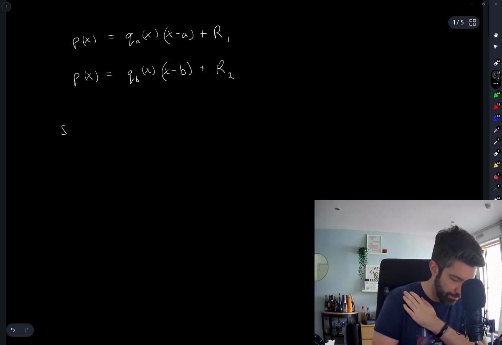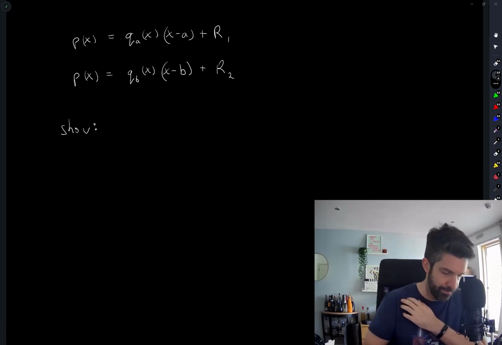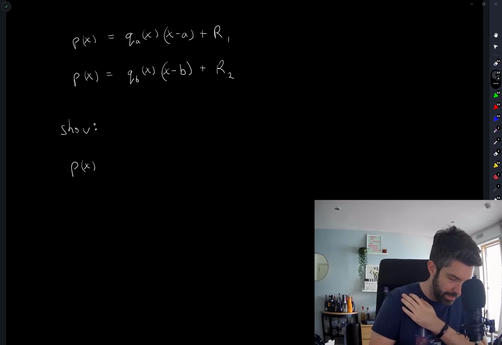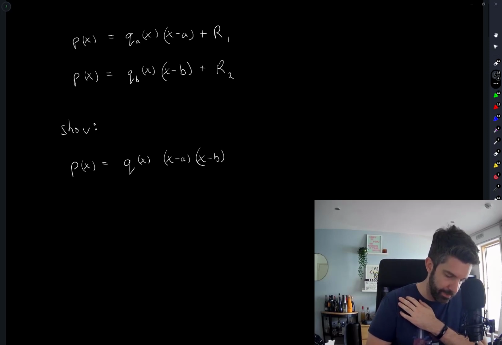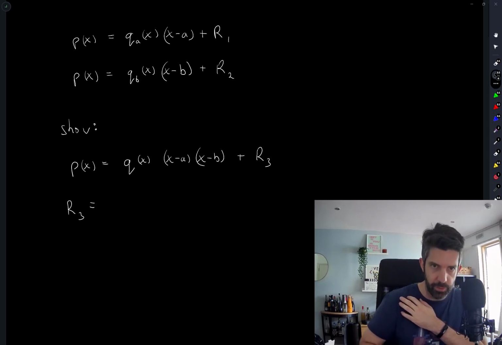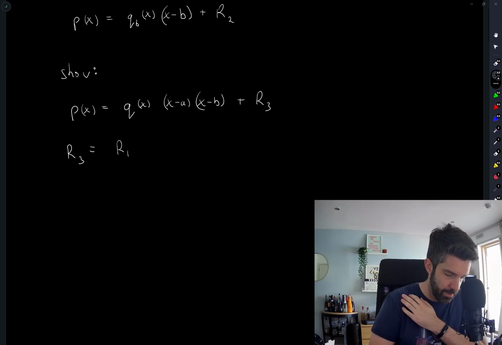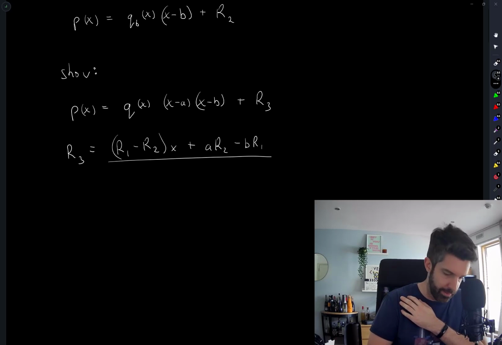So we need to show that p of x is equal to, I'll just call it q of x, times x minus a, x minus b, plus r3, where r3 is equal to r1 minus r2 x plus a r2 minus b r1 divided by a minus b. So this is what we want to show. Okay.